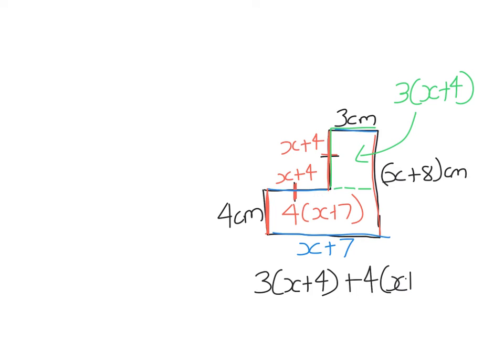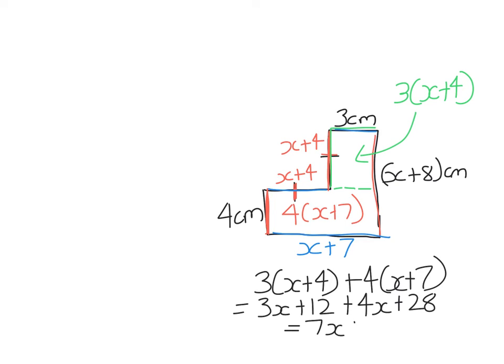You can see how the distributive law is being used here. If you expand the first bracket, 3 times x, 3 times 4. Second bracket, 4 times x, 4 times 7. And now we collect like terms and we get 7x plus 40. That would be the area of this shape. All right, let's look at just one other example where the distributive law is useful.